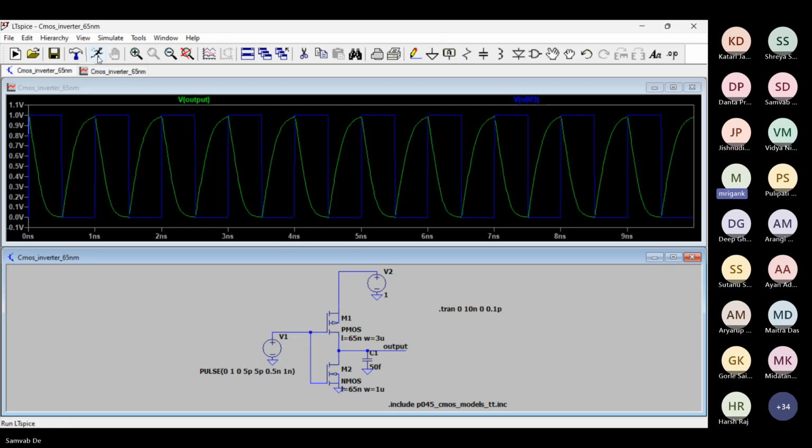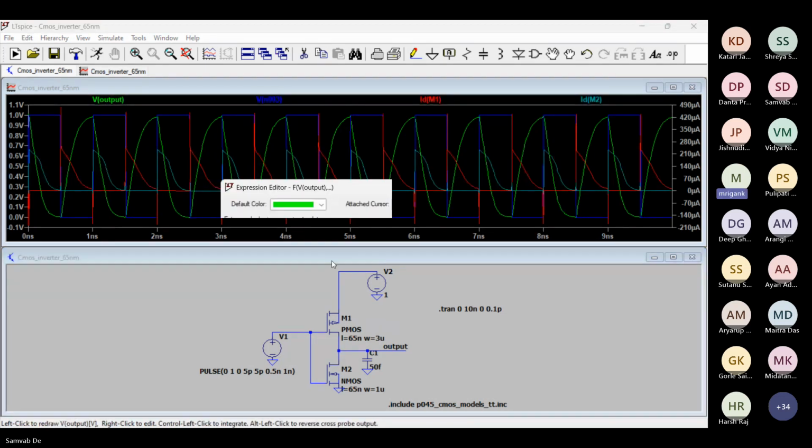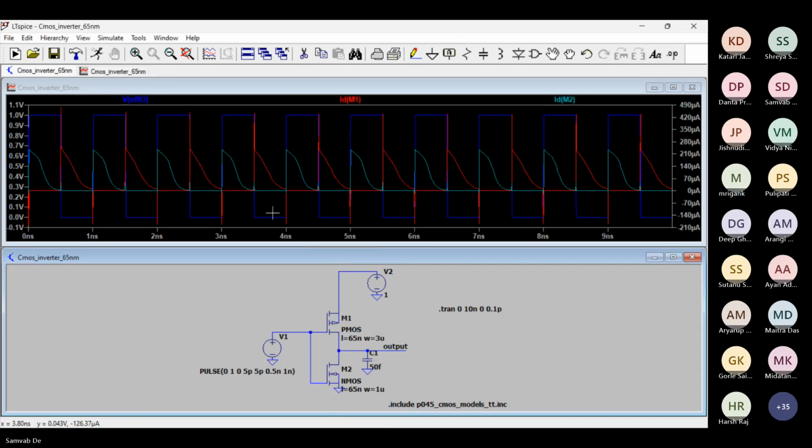Before we do that, you can simulate and plot the currents also: the charging and discharging current, the PMOS source current and the NMOS drain current. Now you clearly see that the charging and discharging currents for the PMOS and NMOS come much more prominently at the rising and falling times. The NMOS current should come at the rising edge, the PMOS at the falling edge. And you can see the waveform with respect to the input.